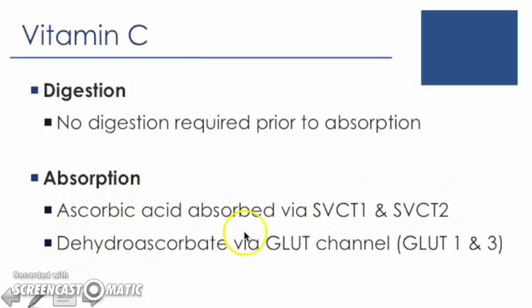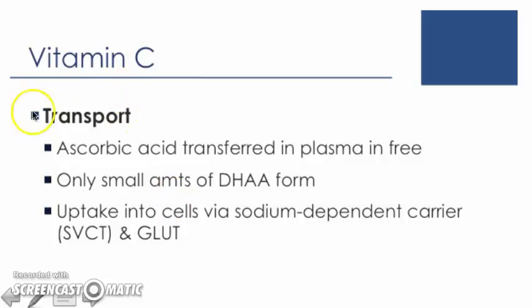We see that dehydroascorbic acid, or dehydroascorbate, is also absorbed through the GLUT channel 1 and 3. The primary mode of absorption is the ascorbic acid through the SVCT1 and 2. However, we do have a secondary mode with the dehydroascorbate being absorbed through GLUT1 and GLUT3. So in terms of transport, this is referring to the transport of vitamin C in circulation once it exits the enterocyte. We see that it is transferred primarily free in plasma. Only a small amount will be in the dehydroascorbic acid form.